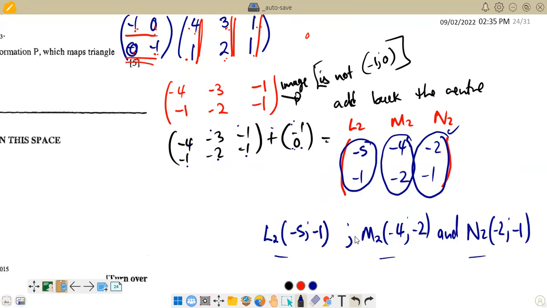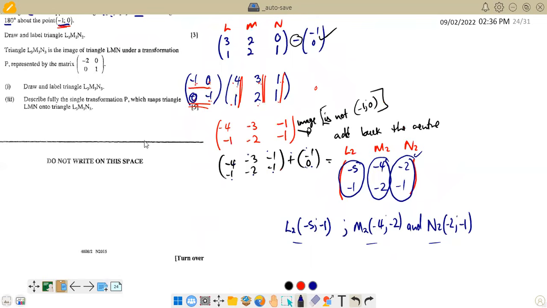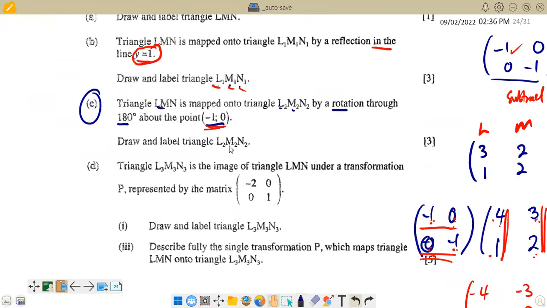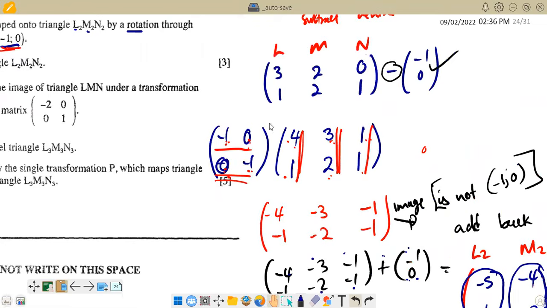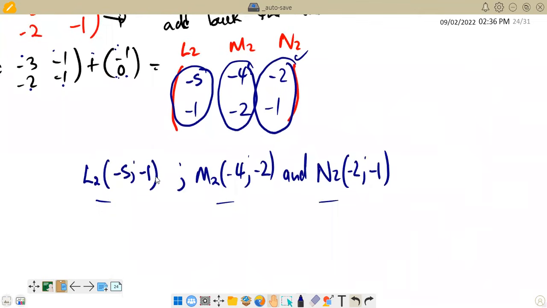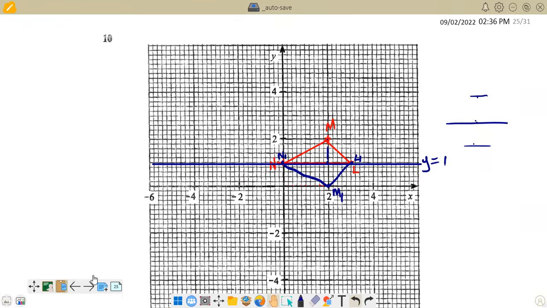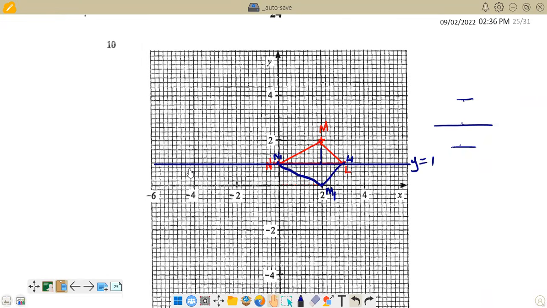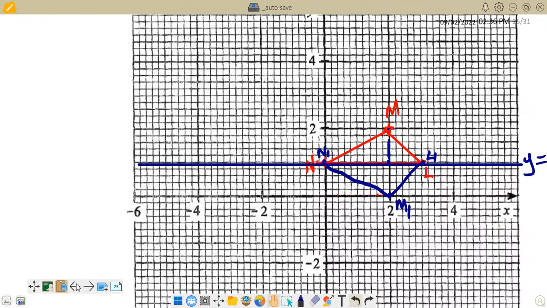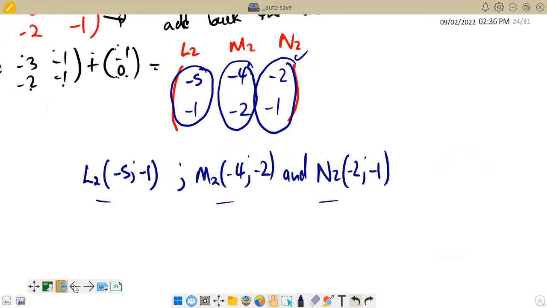With these points, we are going to draw them now. This will be our triangle that we are asked to draw here, which is our triangle L2, M2, N2. So let us get back with these points that we just got here. Let us take them to our image. -5, -1, that is our L2. Remember the first point, is it 5 or -5? Let us cross check. It's -5, -1, all right?